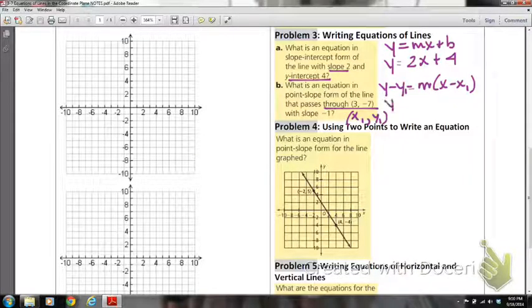So y minus a negative 7 is y plus 7, because the two negatives become a positive. The slope of the line is negative 1, so that goes in for the slope of m. And then your x sub 1 coordinate is 3, so you have x minus 3. And that's all you need to write for the equation in point slope form of that line.